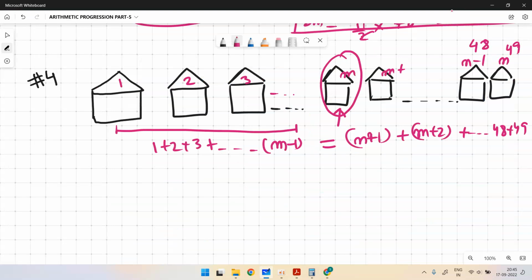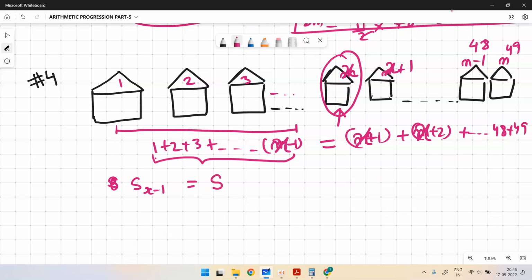So what you need to do is just add this. This calculation is easy. This is the sum of, suppose there are x houses. This is x, this is x plus 1, x plus 2, and this is my x minus 1. So the sum up to x minus 1 will be equal to the total sum.